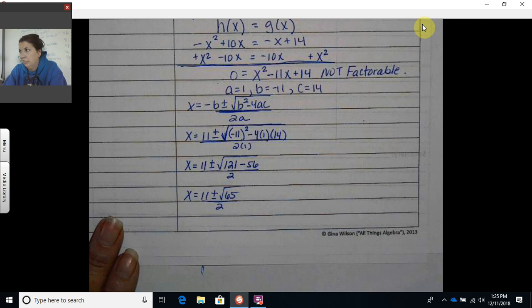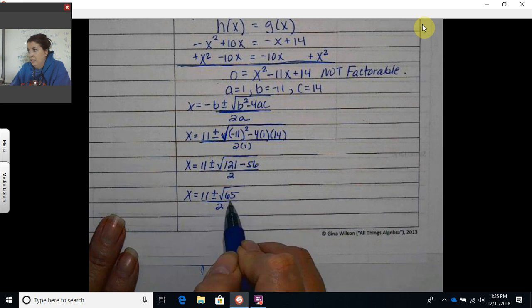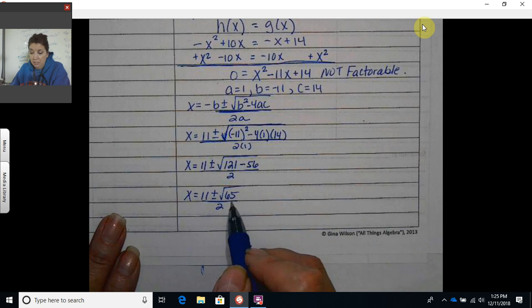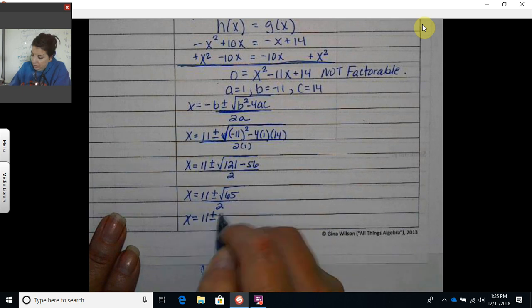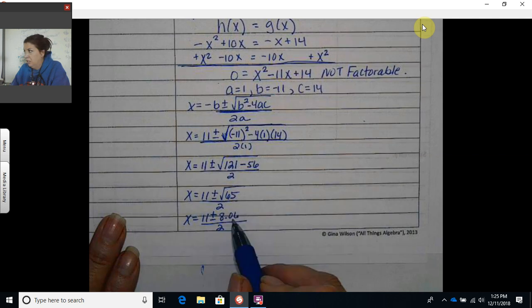65, hit the radical sign, and at least round it to the nearest tenths or hundredths. Don't round it to a whole number, at least to the nearest tenths or hundredths. I know the square root of 64 is 8, right? So it's going to be 8 point something. When I put it in my calculator, I get 8.06 if I round to the nearest hundredths place. So 11 plus or minus 8.06 all over 2. Some of you are just putting the last number over 2. The whole numerator is being divided by 2.